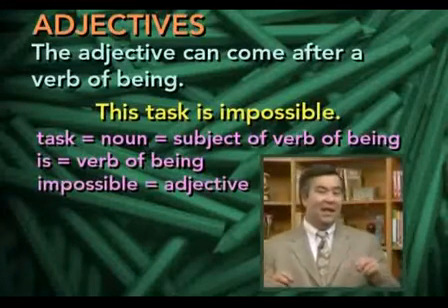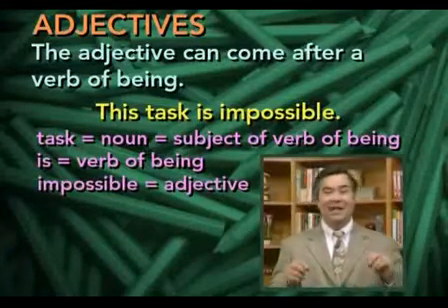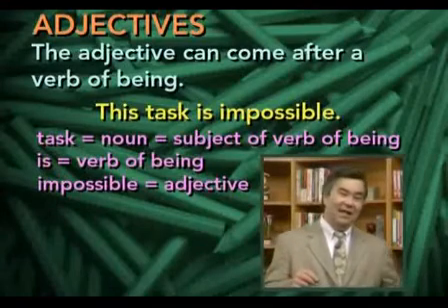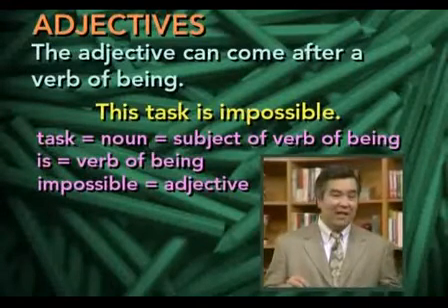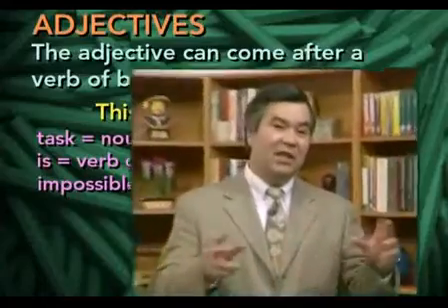So you can see that in that sentence, the verb of being is links the noun task and the adjective impossible and shows that the two belong together. So an adjective most often comes before a noun in a sentence in English, but it can also come after a verb of being, which links the adjective to the noun or pronoun to which it refers. So look for adjectives in both of those places.